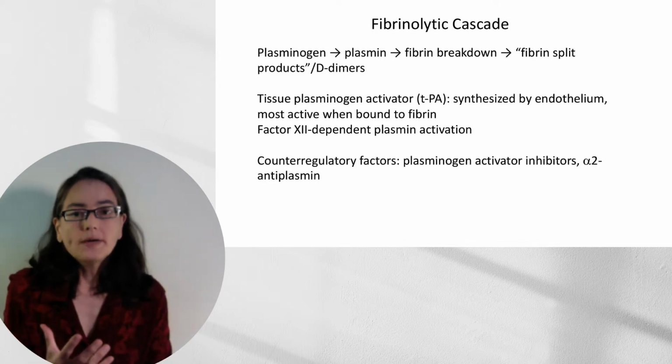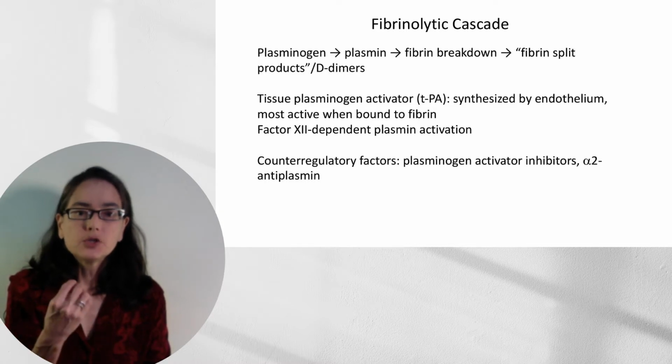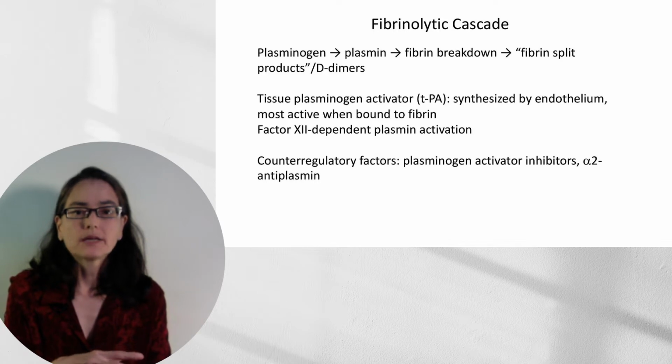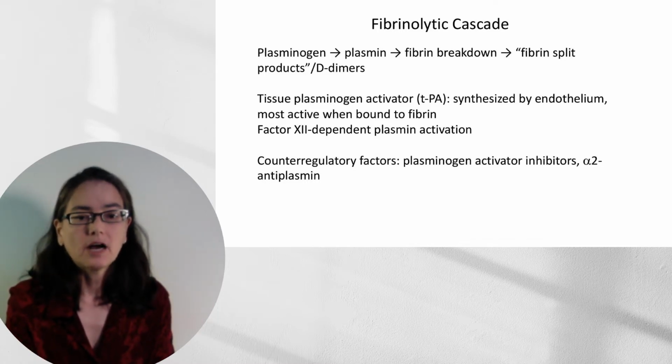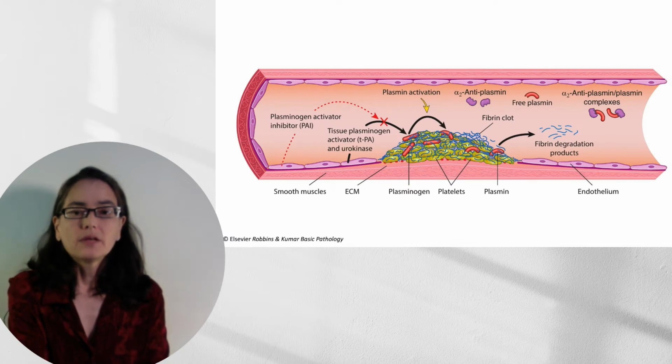Now, as always, we're going to have balance. So in addition to our fibrinolytic cascade, we have to have counter-regulatory measures, and these are going to be plasminogen activator inhibitors and alpha-2 antiplasmin. So let's take a look at a fantastic drawing by Dr. Abhijit Das from the 11th edition of Robbins Kumar Basic Pathology to see if we can put this all together.